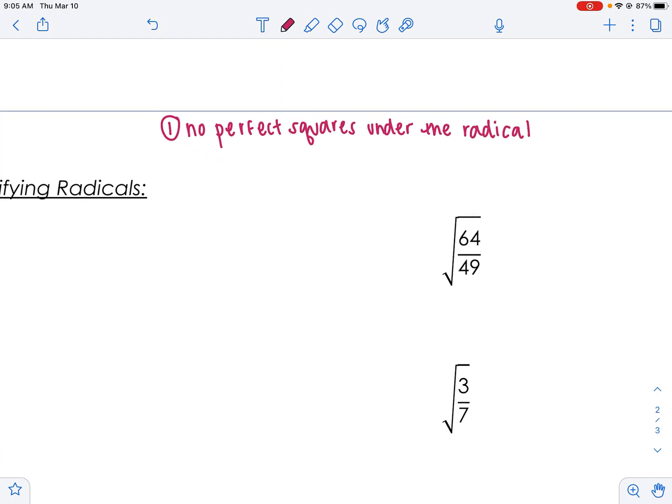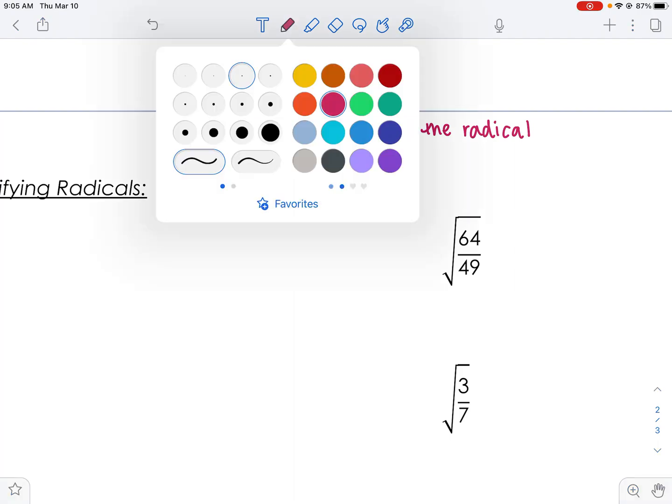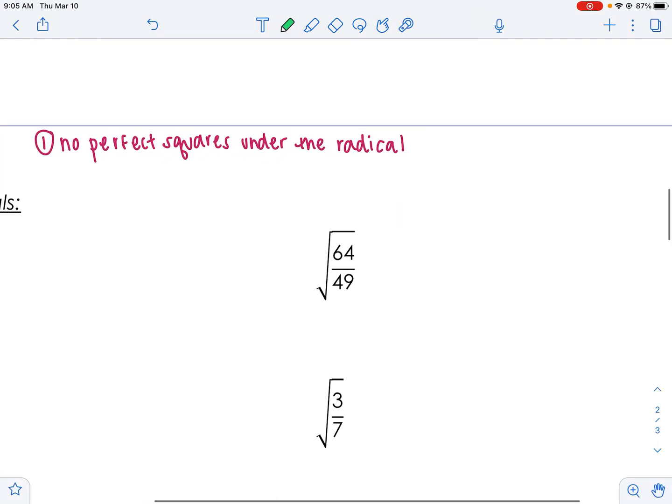So no perfect squares under the radical. An example of that would be if you had the square root of 100. Well, you wouldn't say the square root of 100. The square root of 100 is 10. Or if you had the square root of 200, well, 100 is in 200 and 100 is a perfect square, 10 times 10. You can't have that. So then that would be 10 root 2. You can't have perfect squares under the radical.